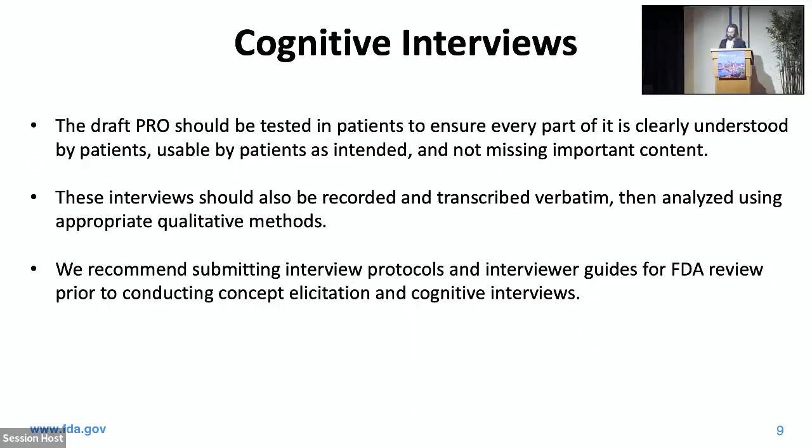So the cognitive interviews, of course, this is what you do after you've drafted the PRO. Again, these should also be recorded and transcribed verbatim. The detail and the precise way that patients describe potential issues with a PRO is very important sometimes. And of course, appropriate qualitative methods should be used to get that information out of the transcripts and turn them into something that informs the PRO itself.